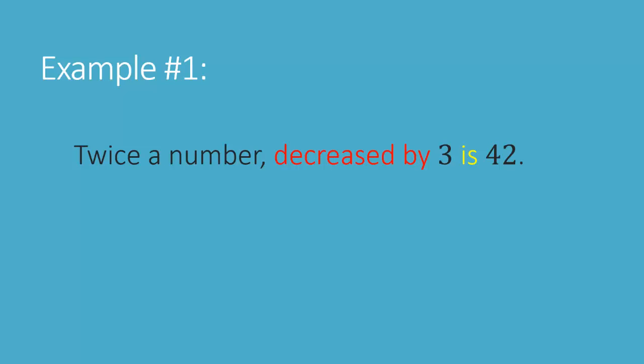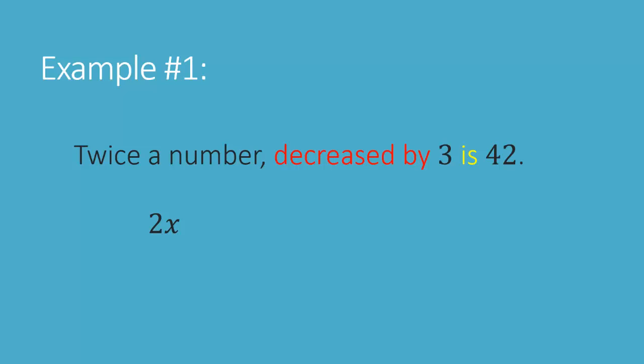First, we're going to look at twice a number. If you consider just that, what is twice a number? Well, that's just 2 times x, where 2 is, of course, twice, and x is a number, some number. We don't know the number. It's the variable. It's something we just don't know.